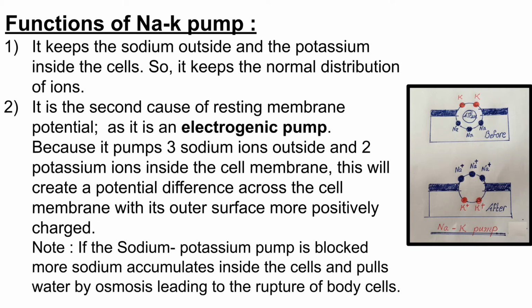Because it pumps 3 sodium ions outside and 2 potassium ions inside the cell membrane, it will create a potential difference across the cell membrane, with its outer surface more positively charged. Note, if the sodium-potassium pump is blocked, more sodium accumulates inside the cells and pulls water by osmosis, leading to the rupture of body cells.